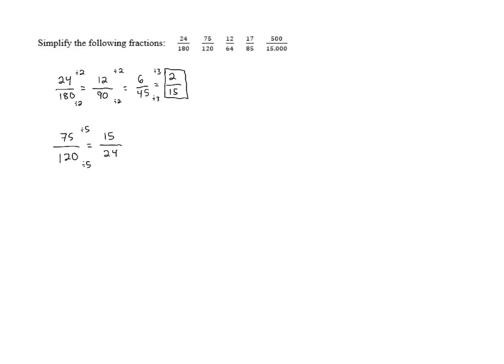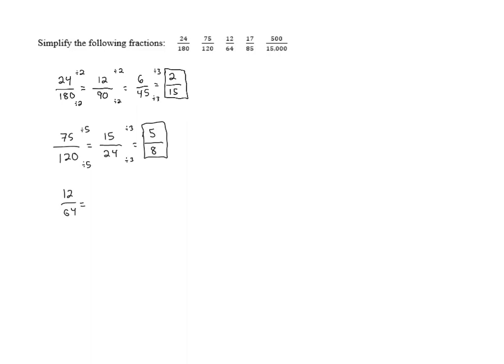And then at this point, we can see they're both divisible by 3. So we can divide the top and bottom by 3. 15 divided by 3 is 5. 24 divided by 3 is 8. And we end up with 5/8. Good.